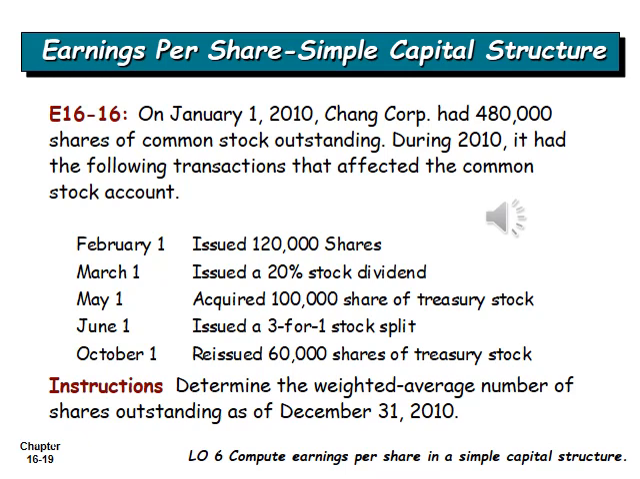On February 1st, issued 120,000 shares. On March 1st, issued a 20% stock dividend. On May 1st, acquired 100,000 shares of treasury stock. On June 1st, issued a 3-for-1 stock split. On October 1st, reissued 60,000 shares of treasury stock. And we would like to determine the weighted average number of shares for this corporation.